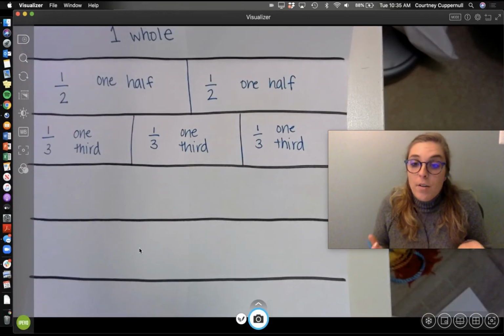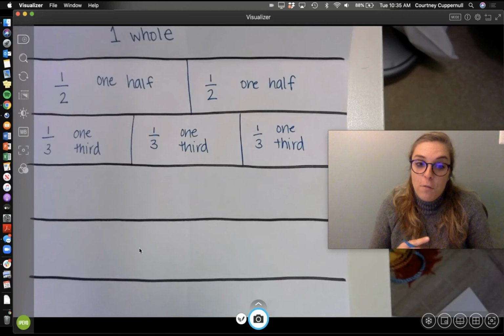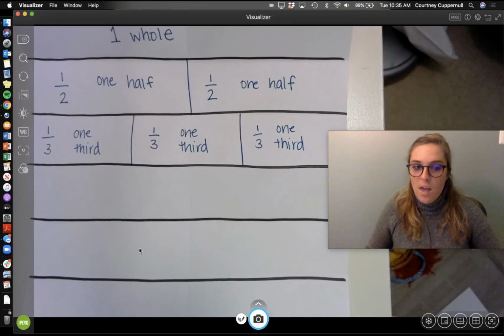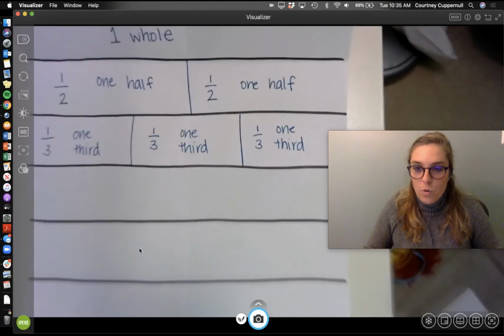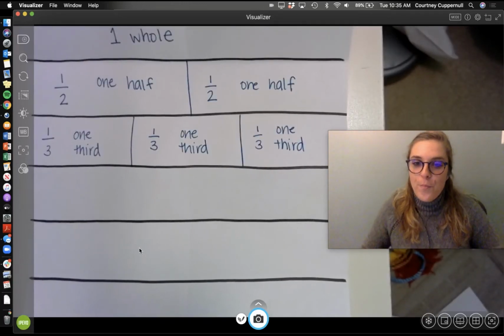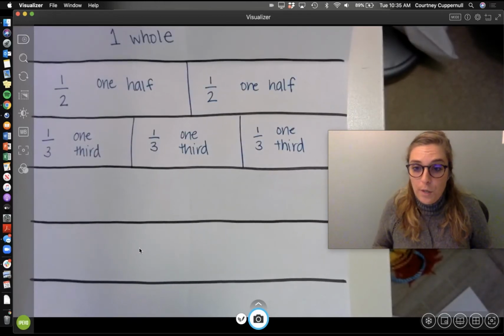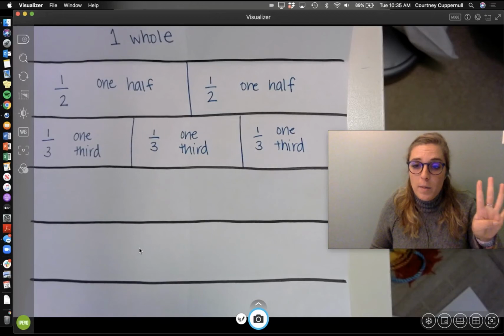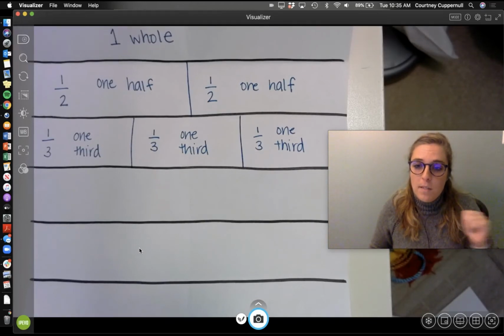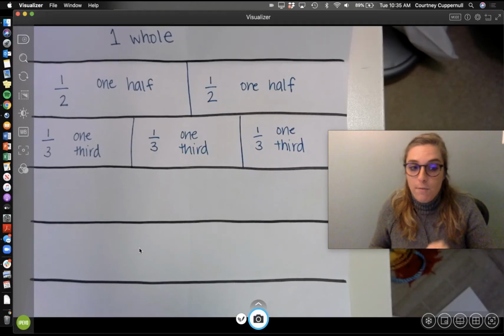All right, now it is time for us to do our next one. We're going to focus on fourths next. Show me on your hands how many equal pieces we need to break the strip up into in order for them to be fourths. Ready, go. Ooh, some of you didn't do it. You thought I was going to do it. Ready, go. Yeah, 4 equal pieces. If we're working on fourths, there needs to be 4 equal pieces in my whole. Fourths means 4 pieces.